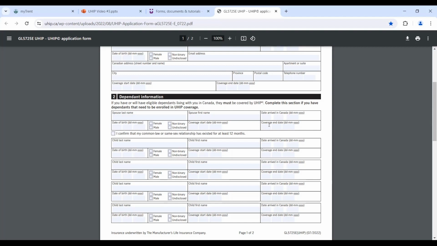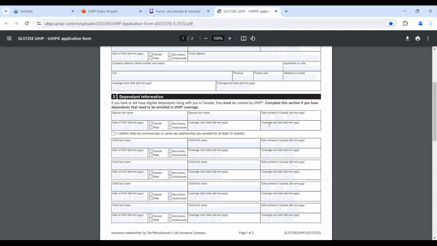You can only have one spouse as a dependent, but you can have as many children as you have here with you in Ontario. Only the first two dependents are billed, meaning if your spouse and 3 children are here, you will only be billed for 2 dependents, even though they will all have coverage with UHIP.